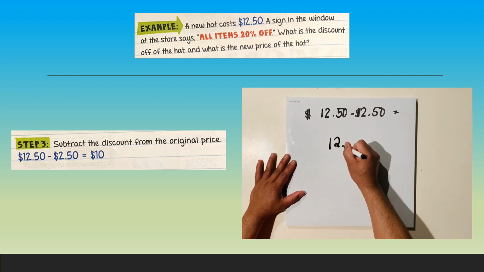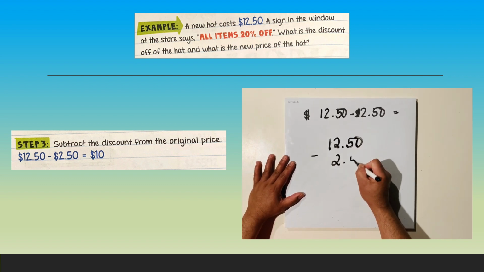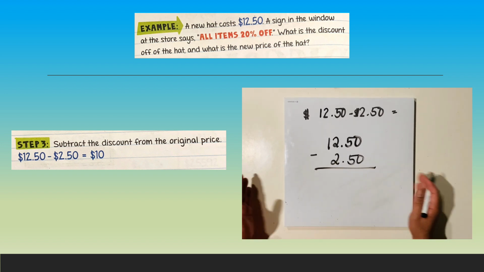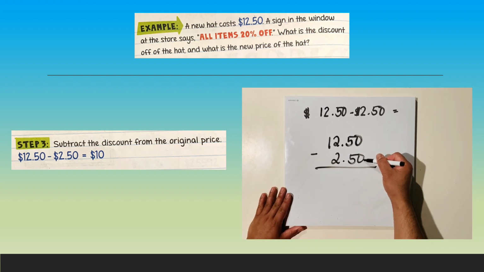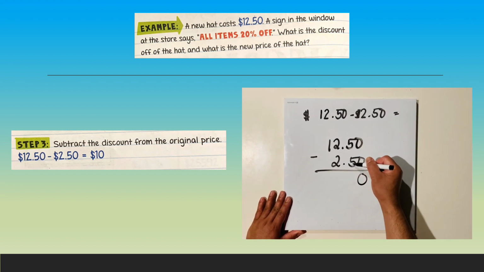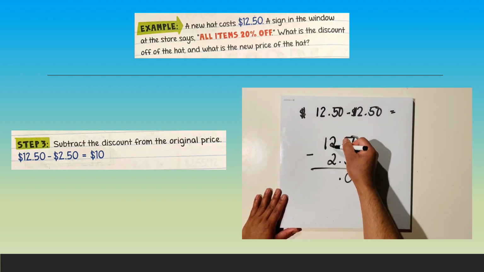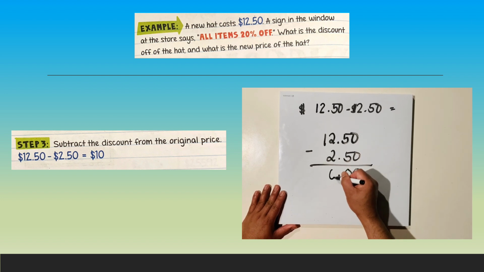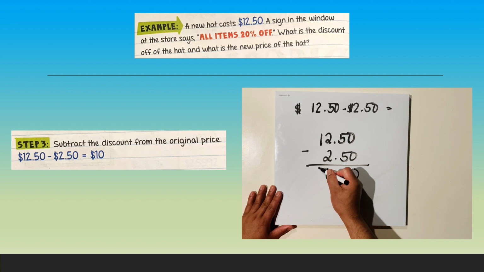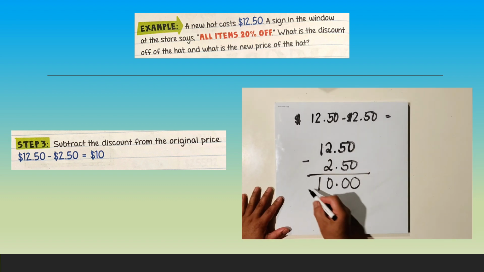So $12.50 minus $2.50. Okay, it's a simple mathematical sentence. So 0 minus 0, or 0 take away 0, the answer is 0. 5 minus 5, the answer is 0. Then write the decimal point. 2 minus 2, the answer is 0. And then 1, there's none here, so you can just drop it down. 1 or 1, none or 0, so the answer is 1.